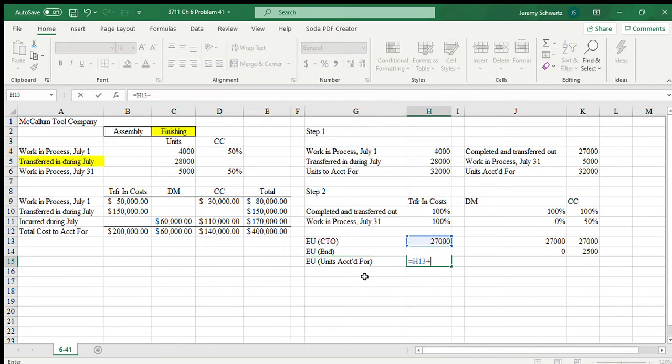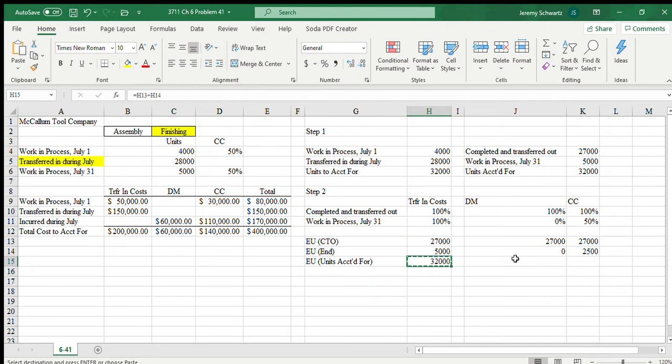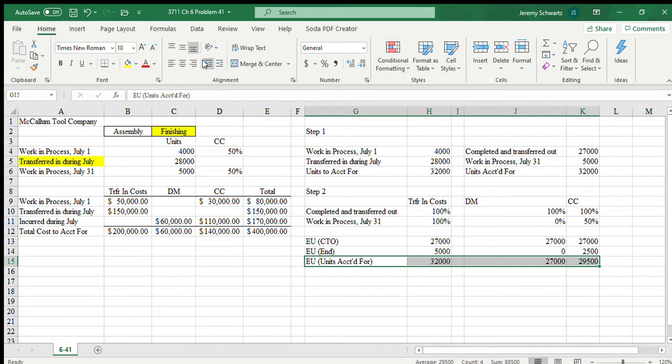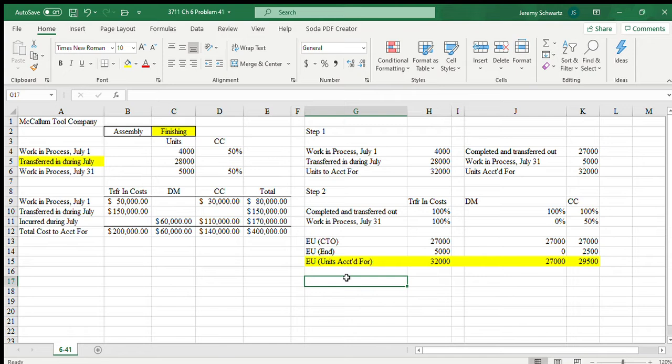we will sum these two here so that we have 32,000, 27,000, and 29,500. Now remember, this is going to be used in step 4 when we calculate our cost per equivalent unit.